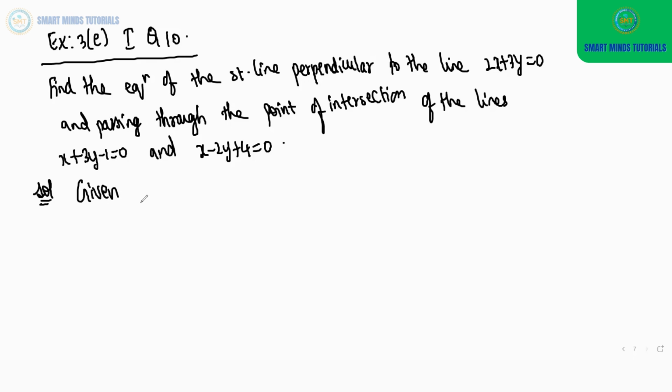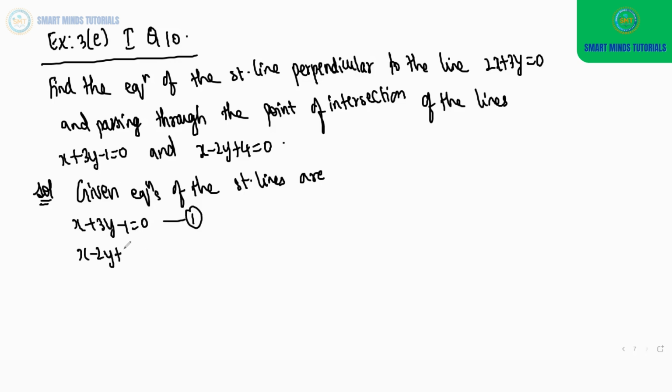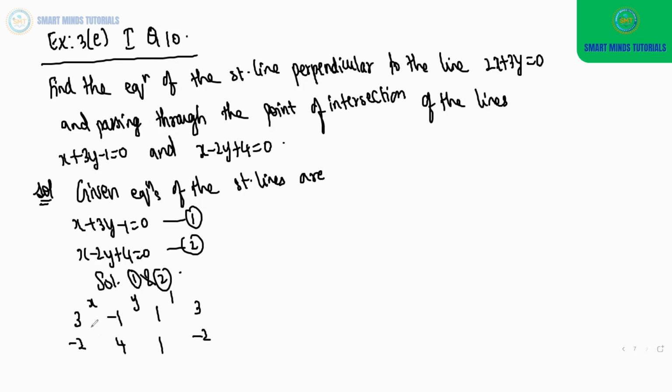So first let us write the given equations of the straight lines. x plus 3y minus 1 is 0, equation number 1, and x minus 2y plus 4 is equal to 0, equation number 2. Now solving 1 and 2. So from the first equation, start from the y coordinate. The y coordinate is 3, the constant is minus 1, the x coordinate is 1, the y coordinate is again 3. Then from the second equation, the y coordinate is minus 2, the constant is 4, the x coordinate is 1, the y coordinate is minus 2. This is x, y and 1.